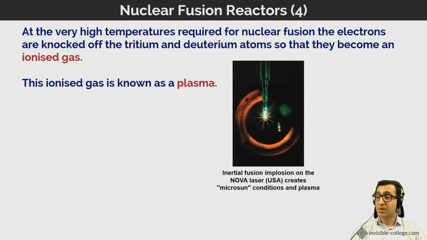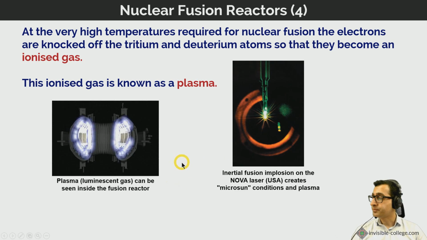Now there are many other potential ways of generating the high temperatures necessary for these fusion reactions. One such method which has been explored is by using lasers. This is a photograph of an inertial fusion implosion using the NOVA laser in the US. This creates what's been described as a microsun, a tiny region where the temperatures are comparable to those in a sun, and these temperatures can then generate the conditions necessary where those nuclei can fuse together.